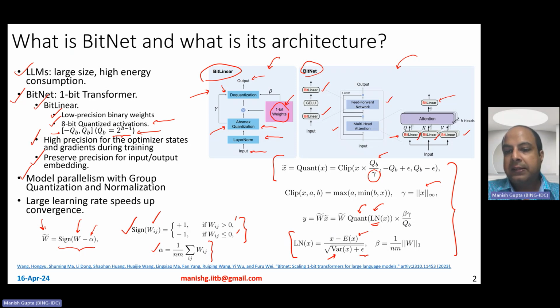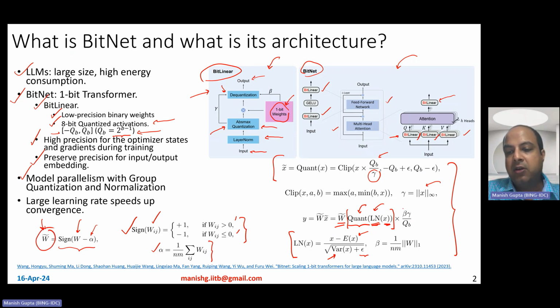Okay, so that's that. Essentially, you do this absolute max quantization. First step, you start with the input, you do layer normalization, and do absolute max quantization on top of it. That basically gives you the quantized input X. Now you multiply by the binarized weights.